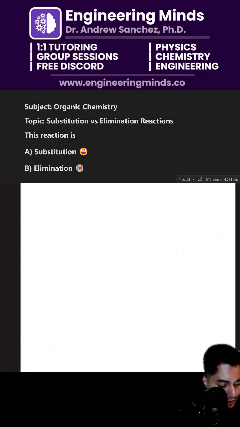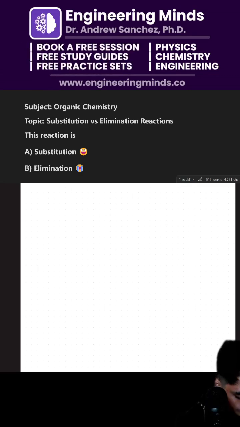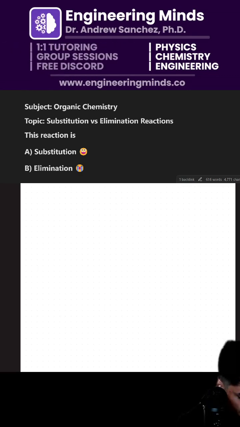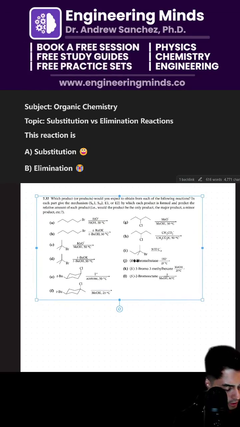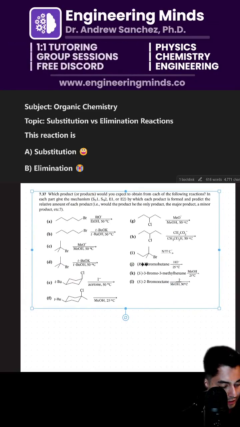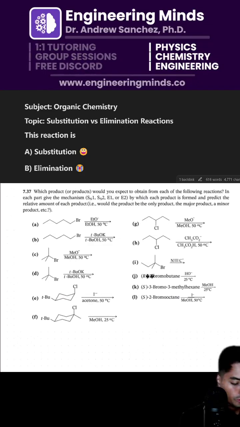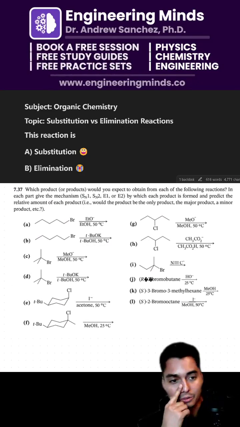So the next example problem is going to be, okay, let's take a look at this one here. It says, which products would you expect to obtain from each of the following reactions, SN1, SN2, E1, or E2? So this is going to be the perfect opportunity for us to practice SN1, SN2, E1, E2.